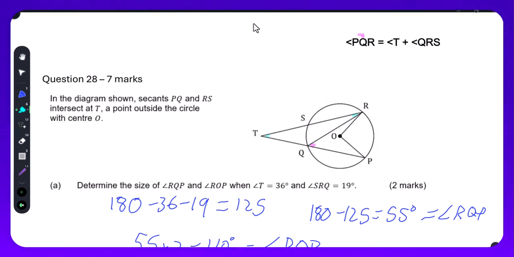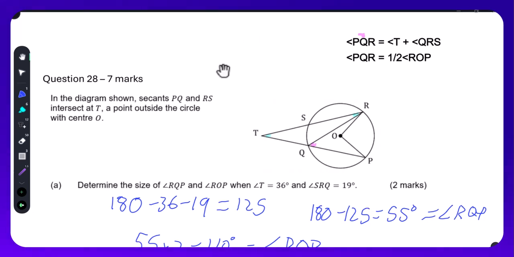The next line that we'll have is angle PQR equals half of angle ROP. This is not going to be surprising, given that when you compare the angle at PQR to the angle at ROP, it's the theorem of the angle at the center being double that of the circumference. And going inverse, one of them is half of the other. So that one, hopefully not too bad.